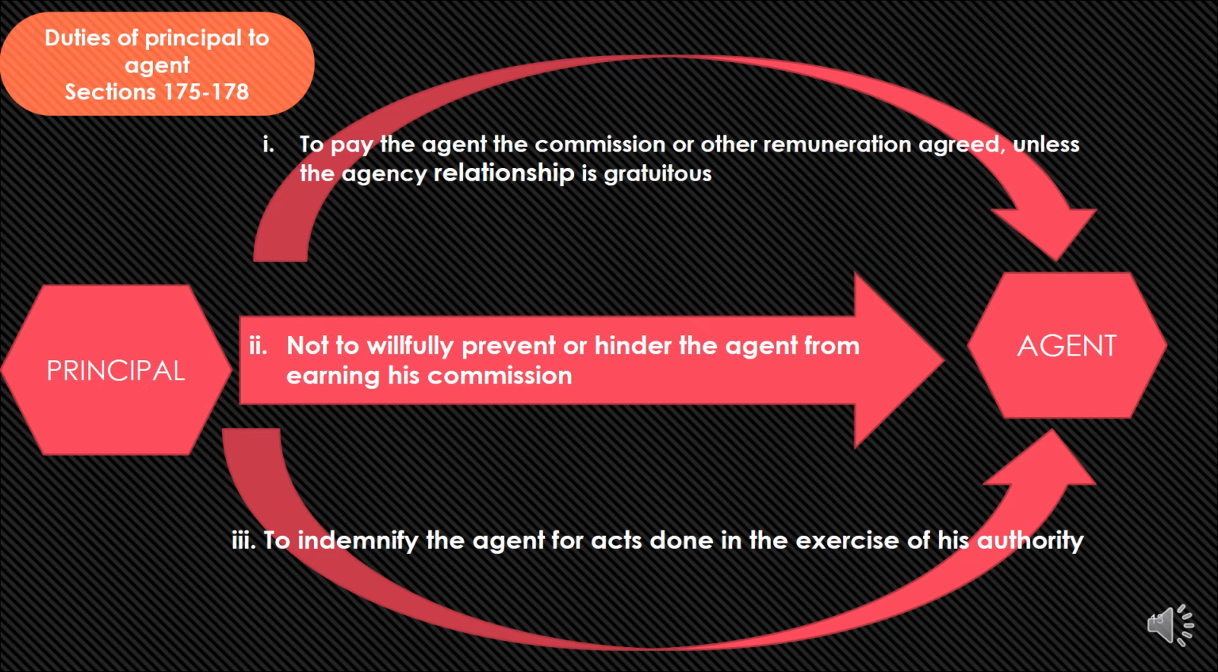And then when the agent does some acts, the agent spends money within the duty given by the principal. So the principal has to indemnify the agent. Number three here, to indemnify the agent for acts done in the exercise of his authority. When the agent does something within the authority, he spends his money, so the principal must indemnify. Okay?